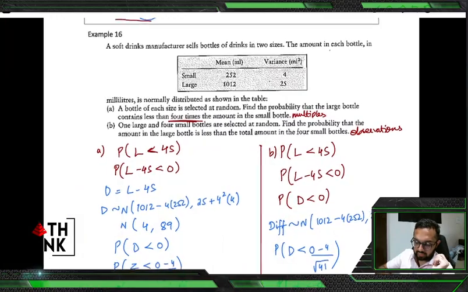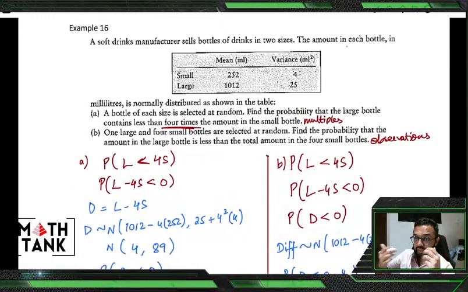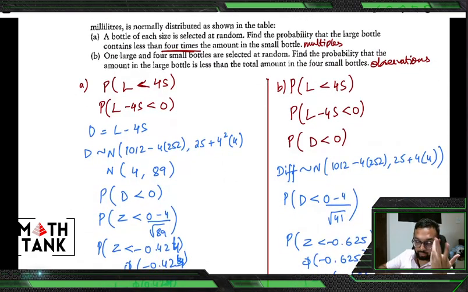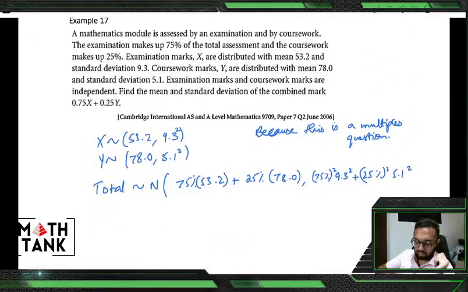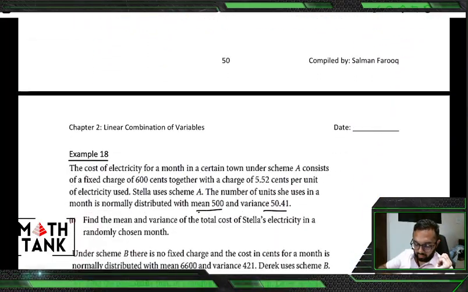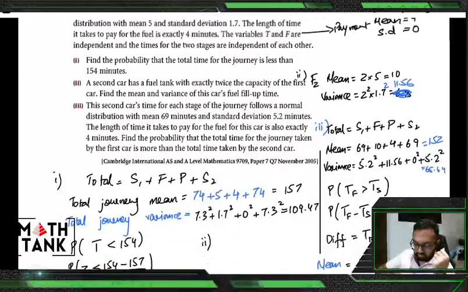One of these is about multiple observations, the other is about multiples only. So when I'm talking about 4 times, it's about multiples, but when I'm talking about 4 small bottles, it's multiple observations. So remember to diagnose the question before you try to do it, because when you rush through questions you often get them wrong. Then I do a lot of practice questions on this.